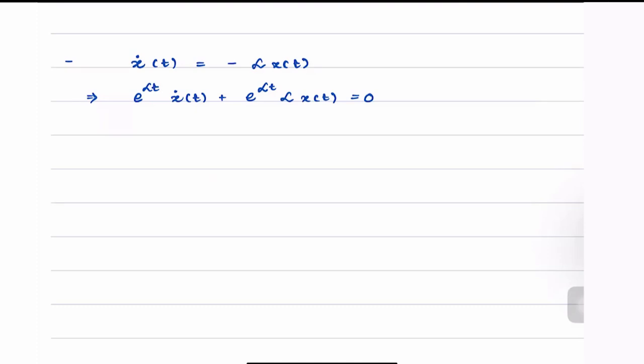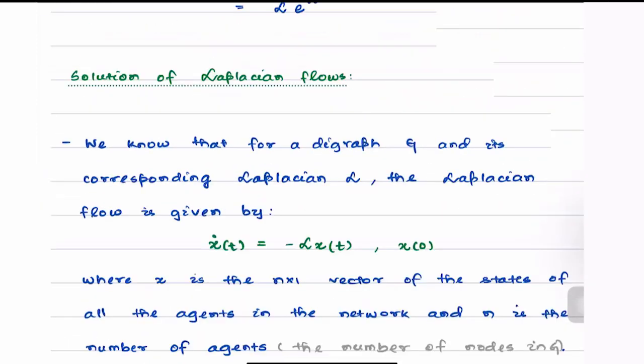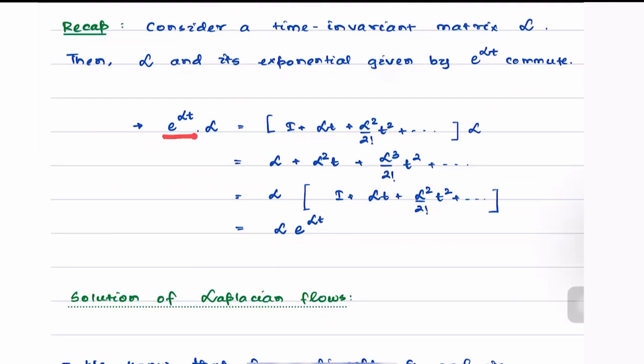Okay. Now again, what we can do is we can further rearrange this a little bit by writing the first term as it is, but on the second term, since we already know that e raised to the power Lt and L actually commute, this is something we saw at the beginning of the lecture, e raised to the power Lt times L is the same as L times e raised to the power Lt.